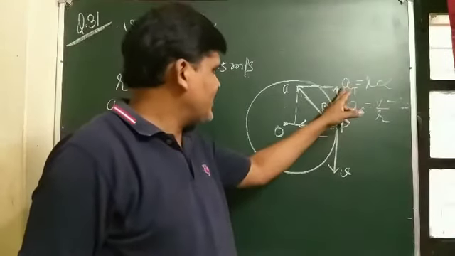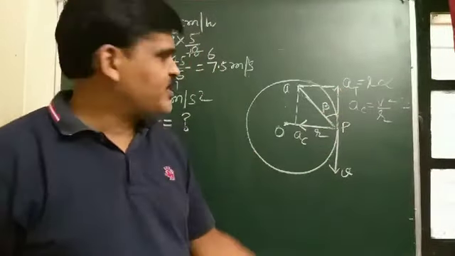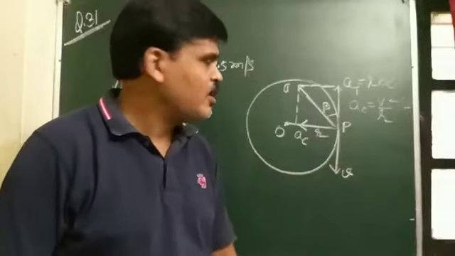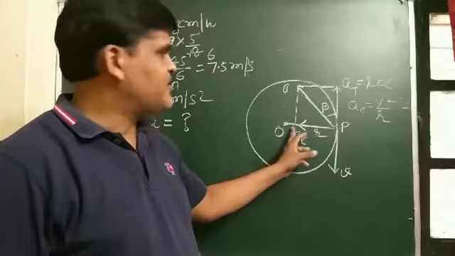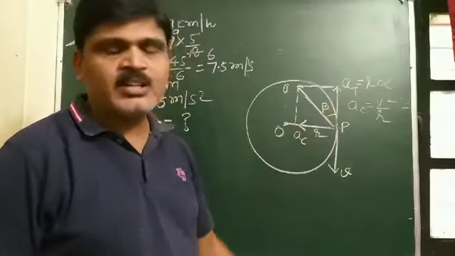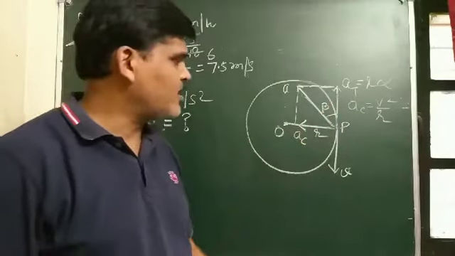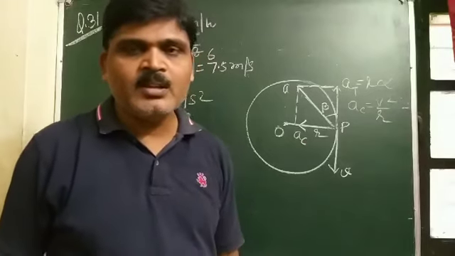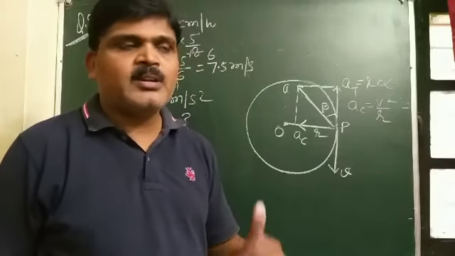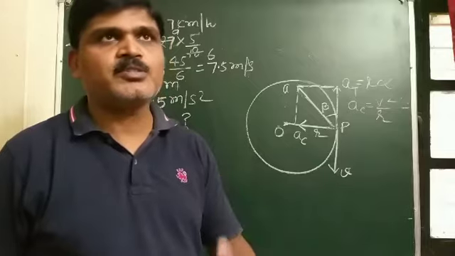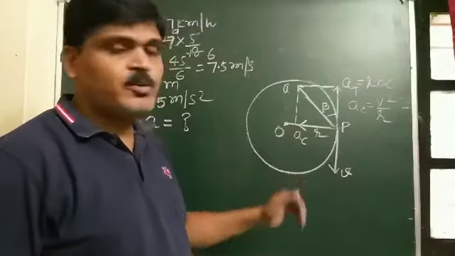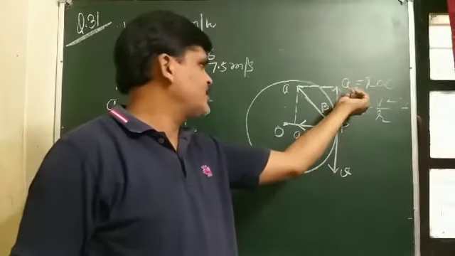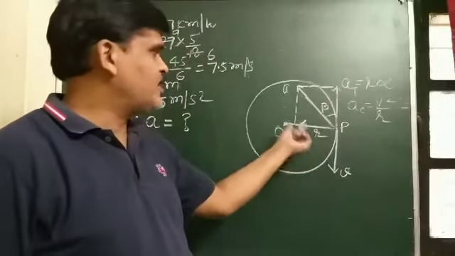And students, AT and AC are perpendicular to each other, so net acceleration is what? Square root of AT square plus AC square. You know that using the parallelogram law of vector addition, because R equal to under root P square plus Q square plus 2PQ cos 90. So cos 90 is 0, so only under root P square plus Q square means what? AT square plus AC square.